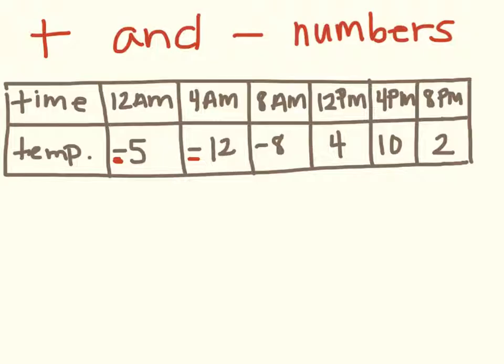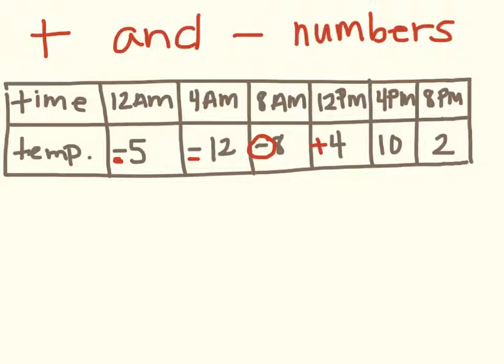You do not need to put a positive sign before positive numbers. The positive sign is implied. Anytime you see a number with no sign before it, you can just assume that it's a positive number. However, a negative number will always have a negative sign in front of it so that you know it is a negative quantity.